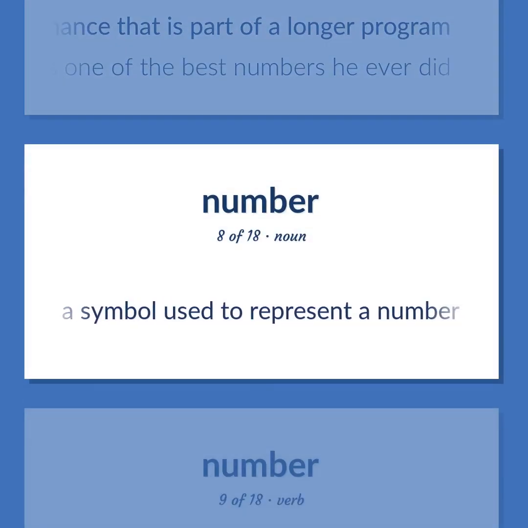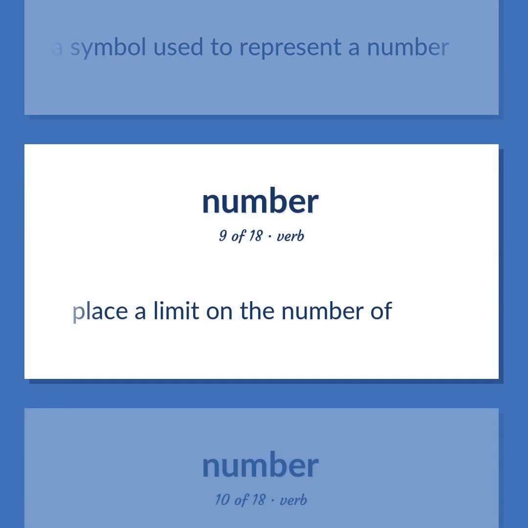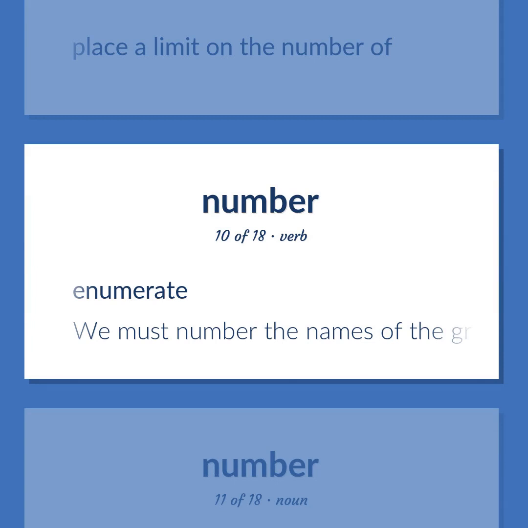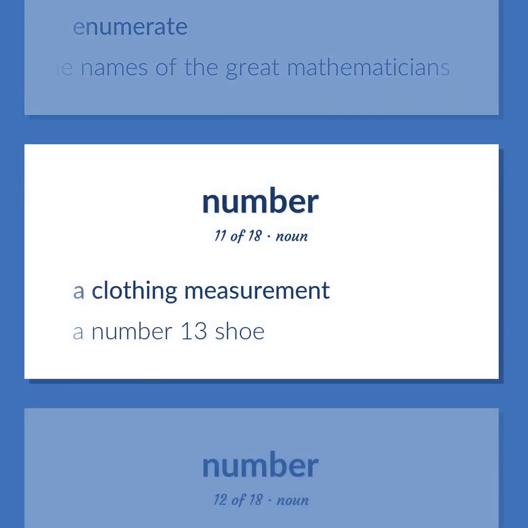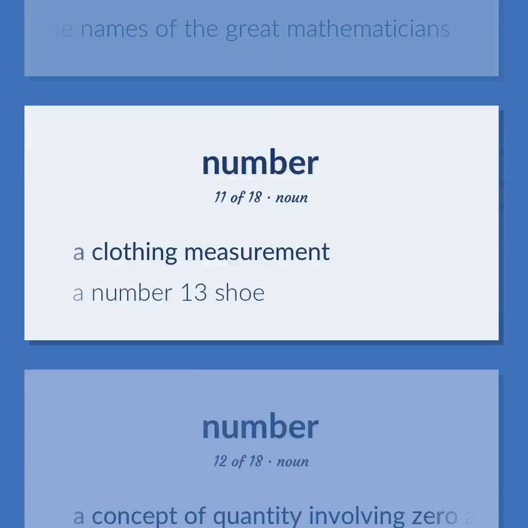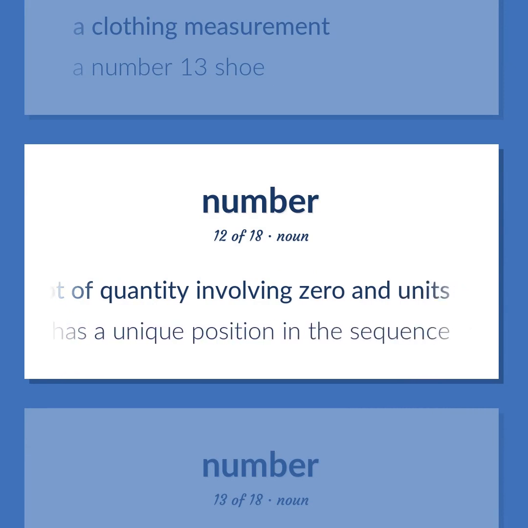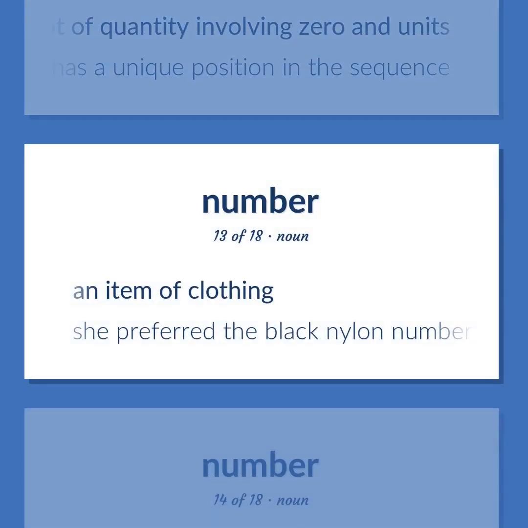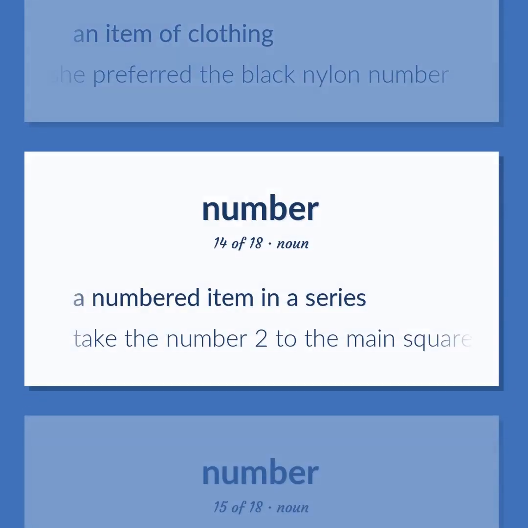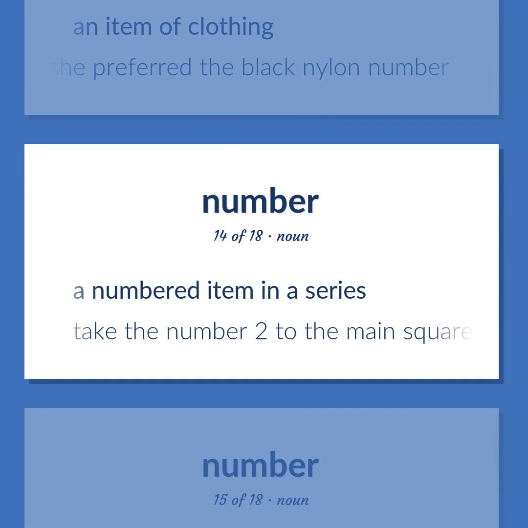A symbol used to represent a number. Place a limit on the number of. Enumerate. We must number the names of the great mathematicians. A clothing measurement. A number 13 shoe. A concept of quantity involving zero and units. Every number has a unique position in the sequence. An item of clothing. She preferred the black nylon number. A numbered item in a series.